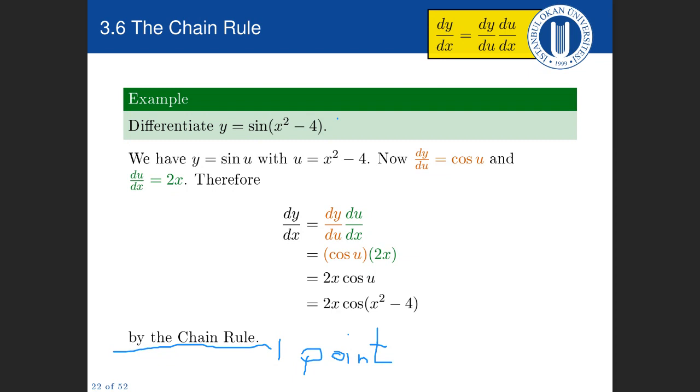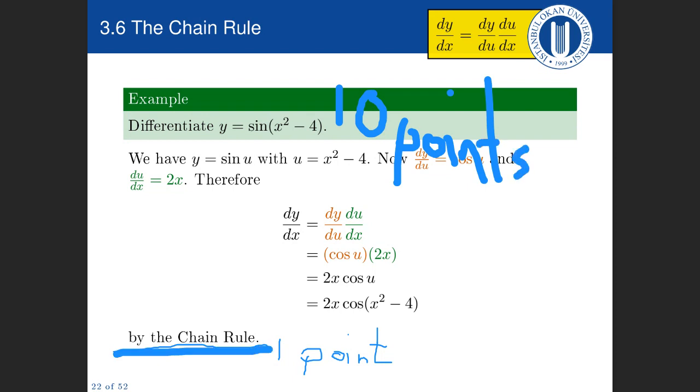Let's say this is a 10-point question. Then just for writing "by the chain rule" at the end, I would allocate 1 point for that. In any exam question, if you use a rule or something with a name, say that you're using it, because there might be points for saying that.